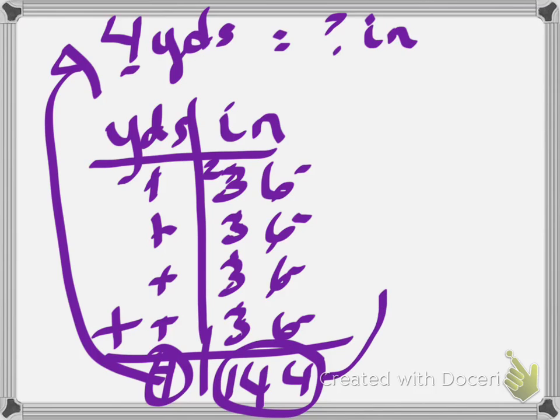So our answer is 4 yards equals 144 inches. If you got that one right, go ahead and give yourself a pat on the back.